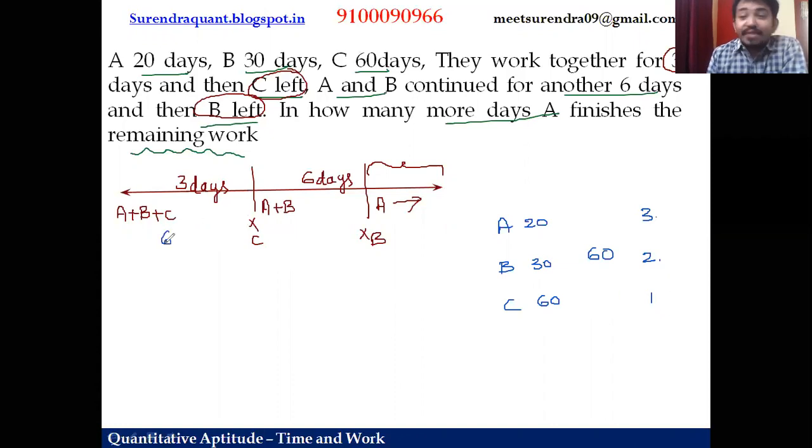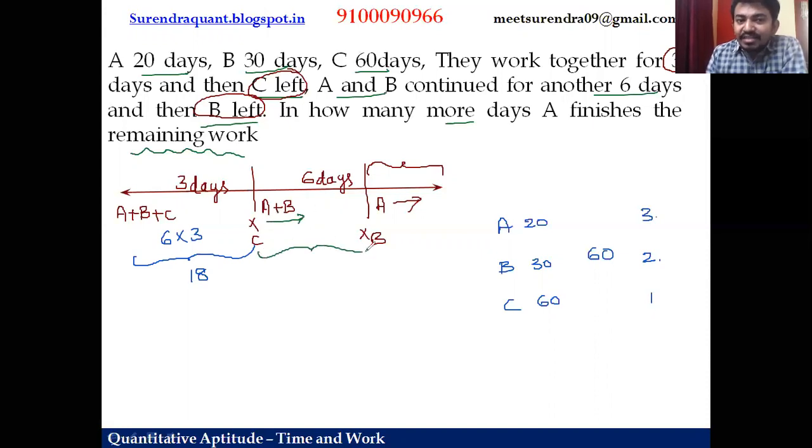Each day, A, B, C can together finish 6 units of work. For 3 days, 6 threes are 18. During these 3 days, 18 units of work is finished. After that, what happens, guys? After that, C left. And then A and B continued, right?